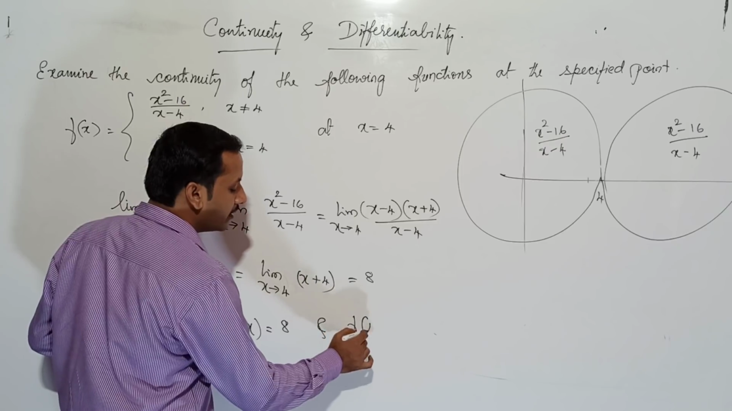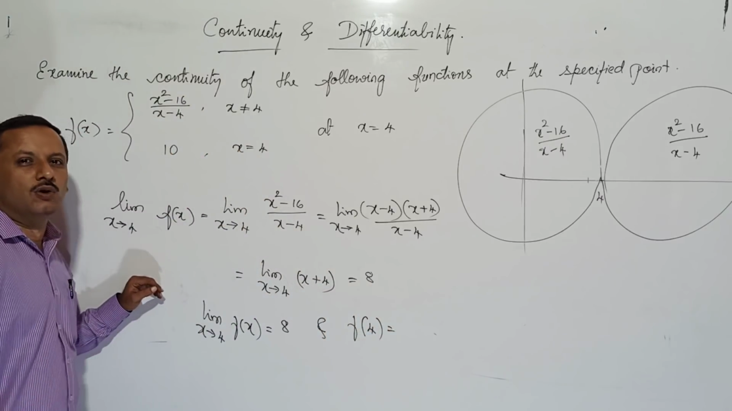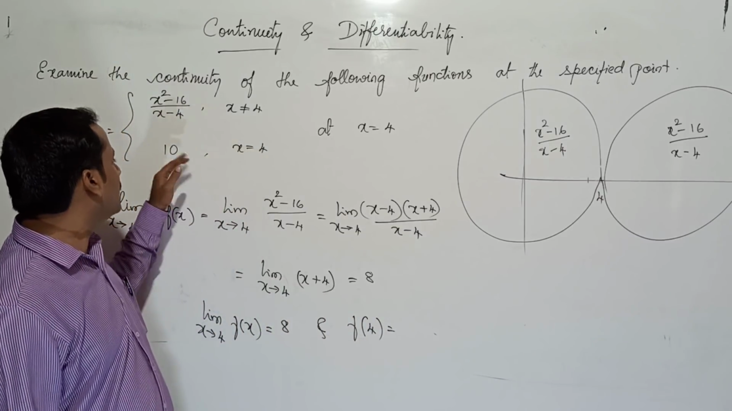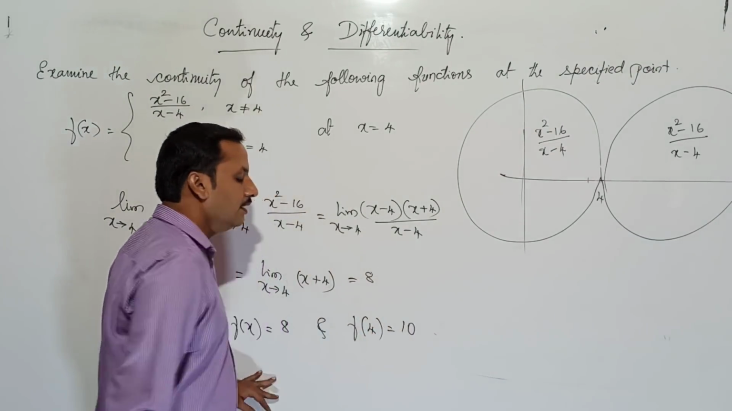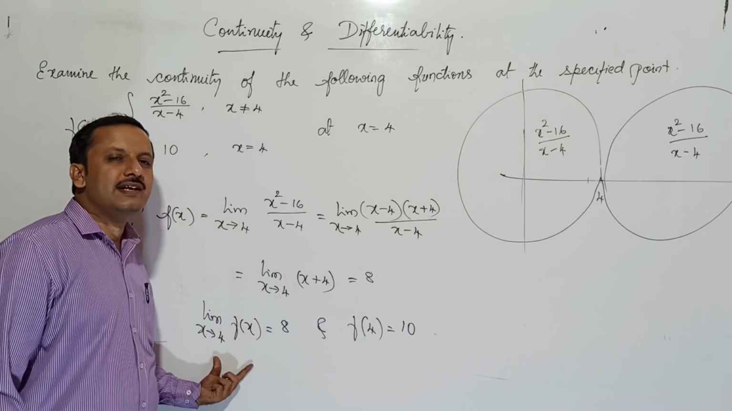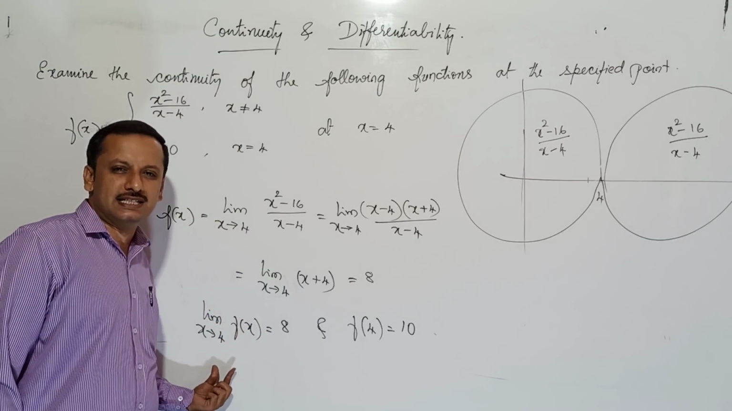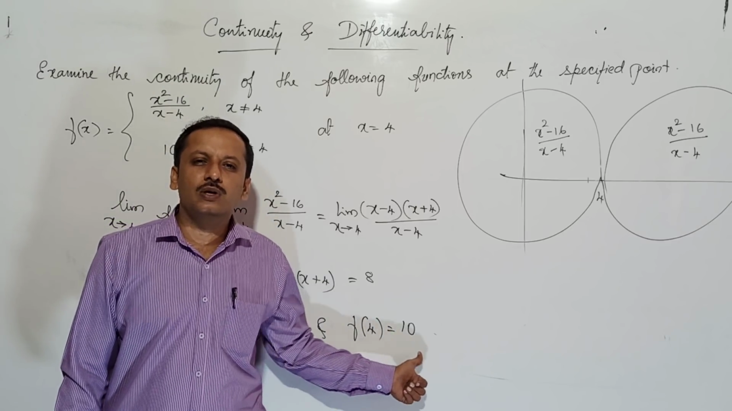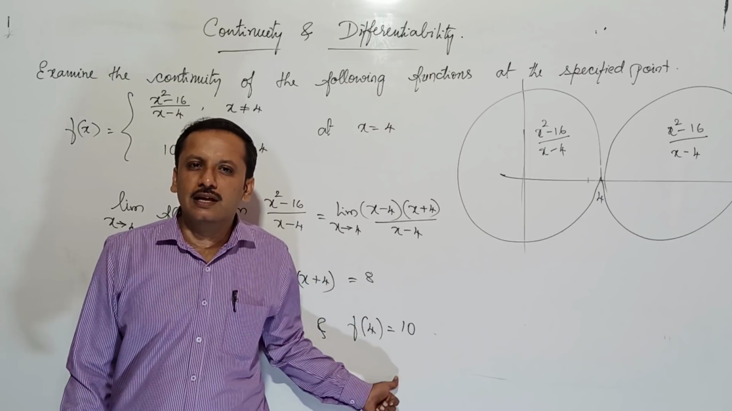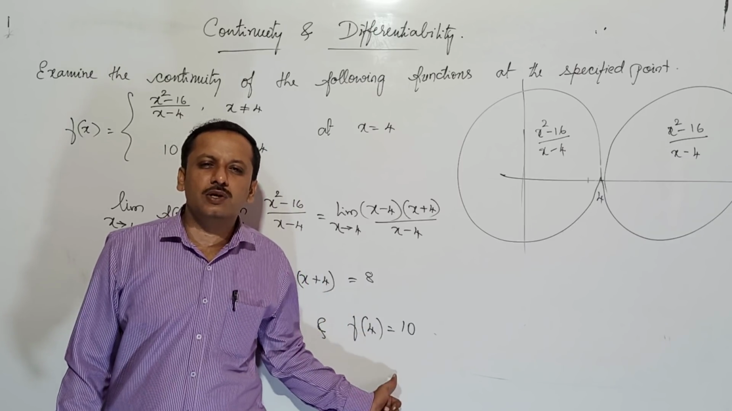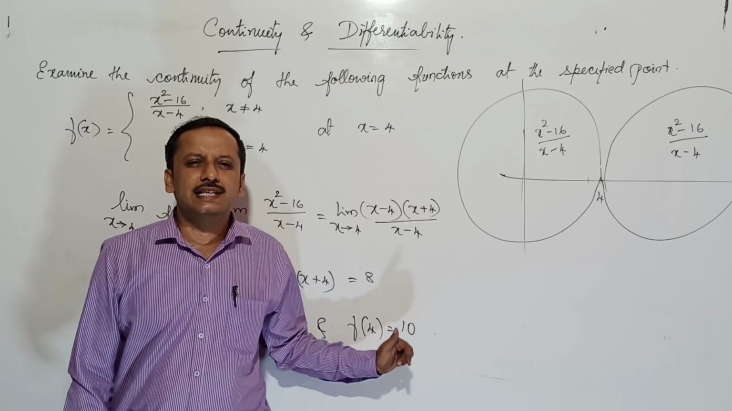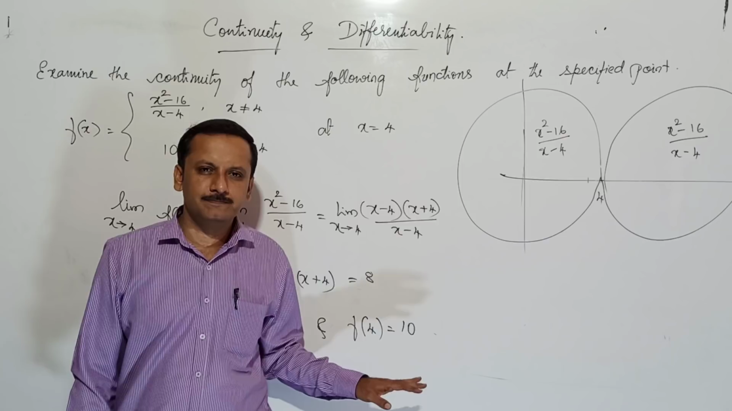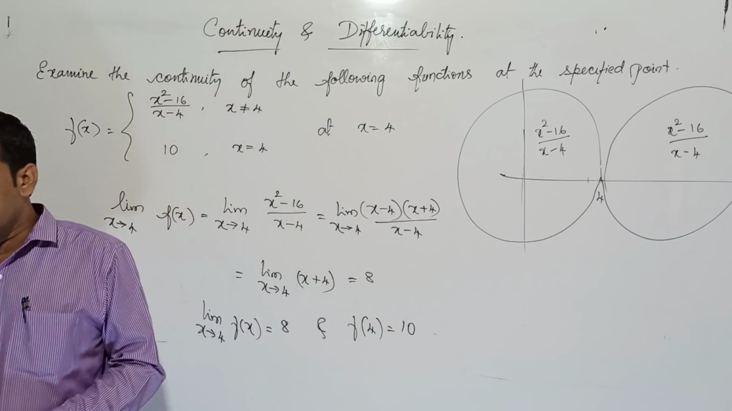And what about f of 4? f of 4 means the value of the function at x equal to 4. The value of the function at x equal to 4 is equal to 10. So we observe that limiting value, limit of the function as x approaches 4 is equal to 8, whereas the functional value is equal to 10. They are not equal. Limit of the function is not equal to the function value, therefore this function is discontinuous at x equal to 4. Okay, let's move to the next question.